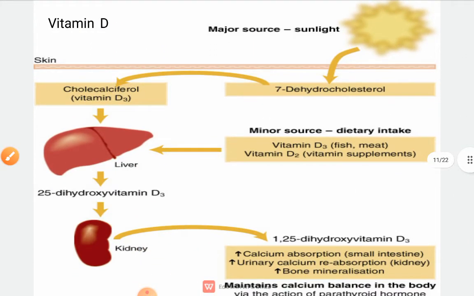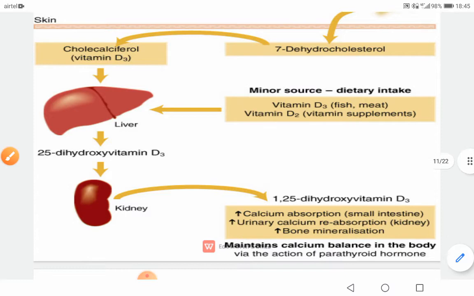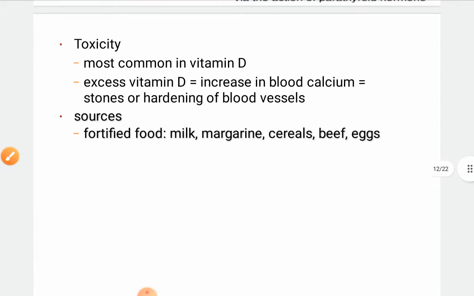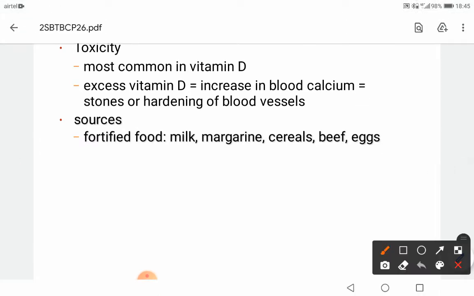So this is how, from the sunlight, cholesterol is being converted into vitamin D, and it has a major role in calcium absorption. If excessive vitamin D is consumed, it may cause stones or hardening of the blood vessels. The sources are fortified milk, margarine, cereals, beef, and eggs.